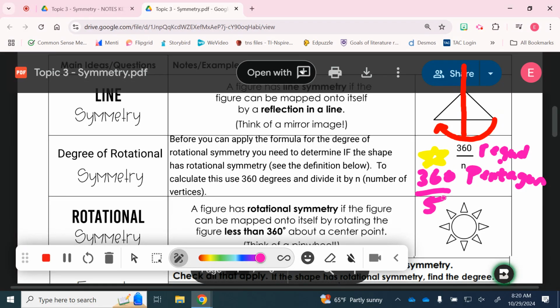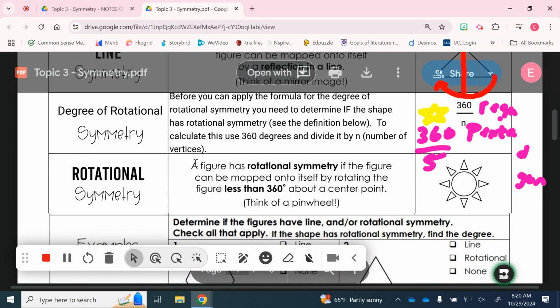Okay? We are going to see this formula again, but in different contexts. Right now it's rotational symmetry. It'll also act as total degrees in a polygon, but you're going to see it again. It's just going to have different meanings. All right, now let's get into actual rotational symmetry.